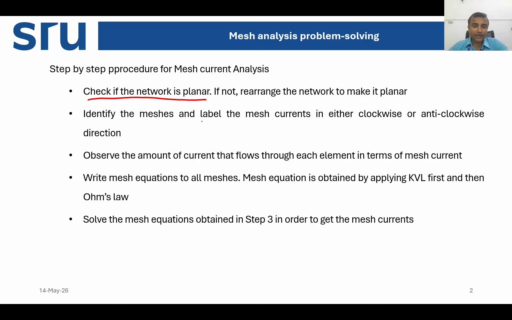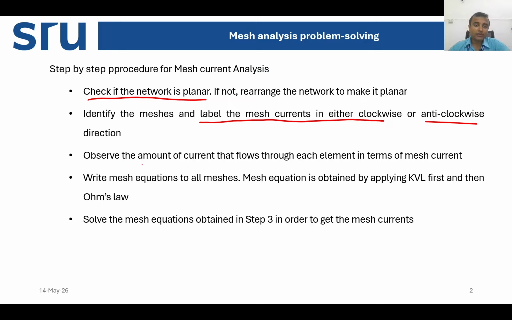Now we have to identify the meshes and label the mesh currents either clockwise or anti-clockwise. If you are considering clockwise direction, then you have to take all the currents in clockwise direction. If you are taking anti-clockwise direction, then you have to take all the currents in anti-clockwise direction. So you cannot change the direction. It gives a lot of confusion, but ultimately the answer will be the same. Still, we have to be consistent, and we will always take clockwise direction current.